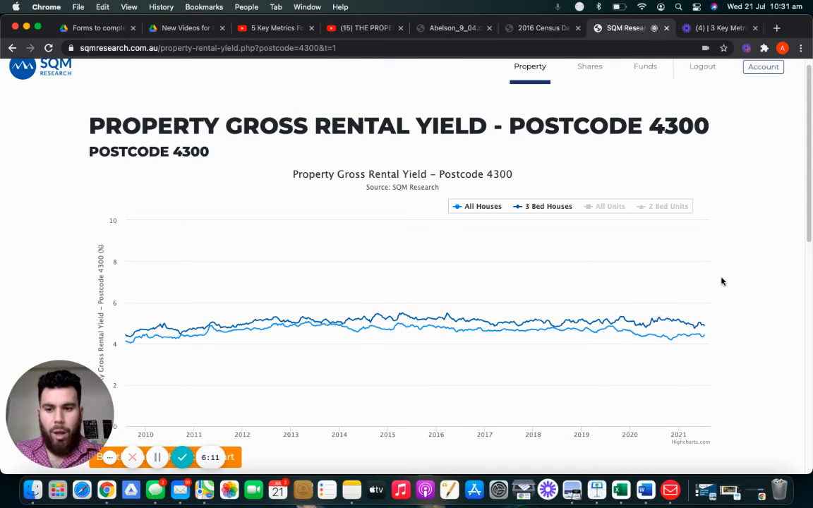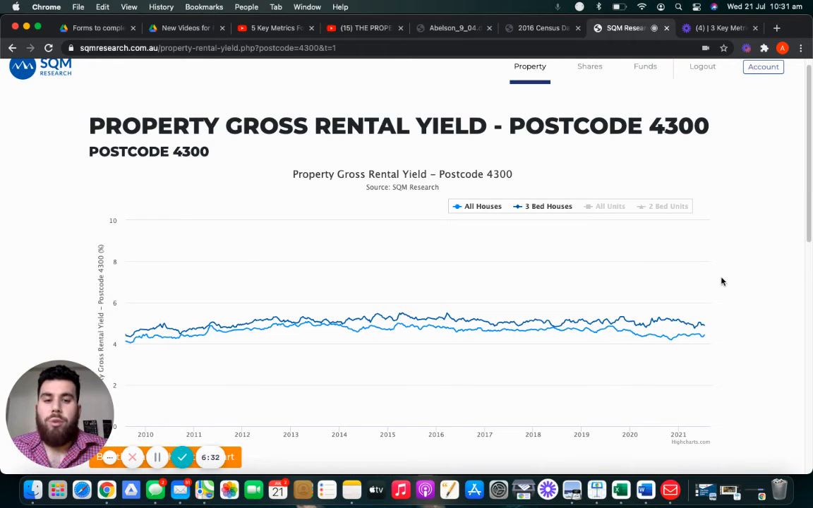Now, if yields are dropping, it can be a good thing. What I mean by that is the capital growth is growing faster than the rental return is growing. So if your property starts to increase in value, of course your rental yield is going to drop. So we don't want to look too much at yields because it can be misleading.